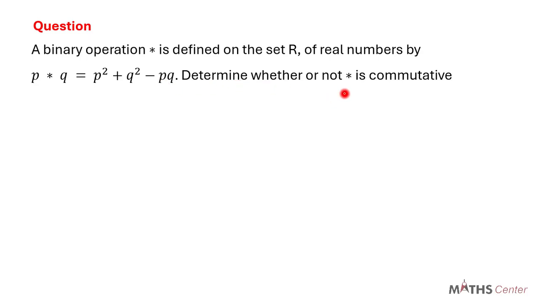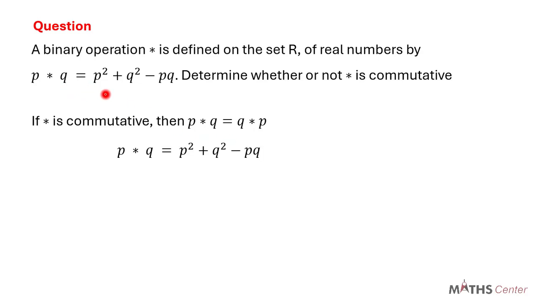Determine whether or not star is commutative. We have learned that if star is commutative, then P star Q should be equal to Q star P. So what we have on the left-hand side, which is P star Q, should be the same as what we have on the right-hand side, which is Q star P. What is P star Q? The question tells us that P star Q is P squared plus Q squared minus PQ.